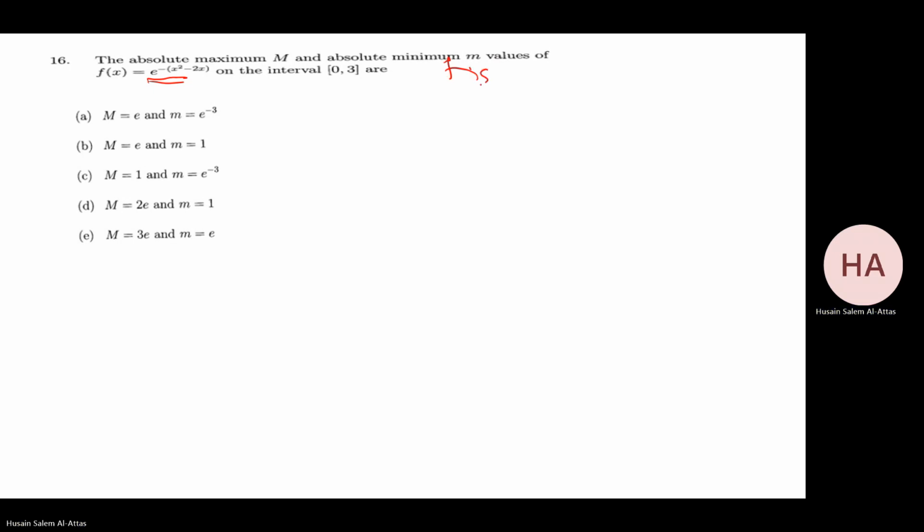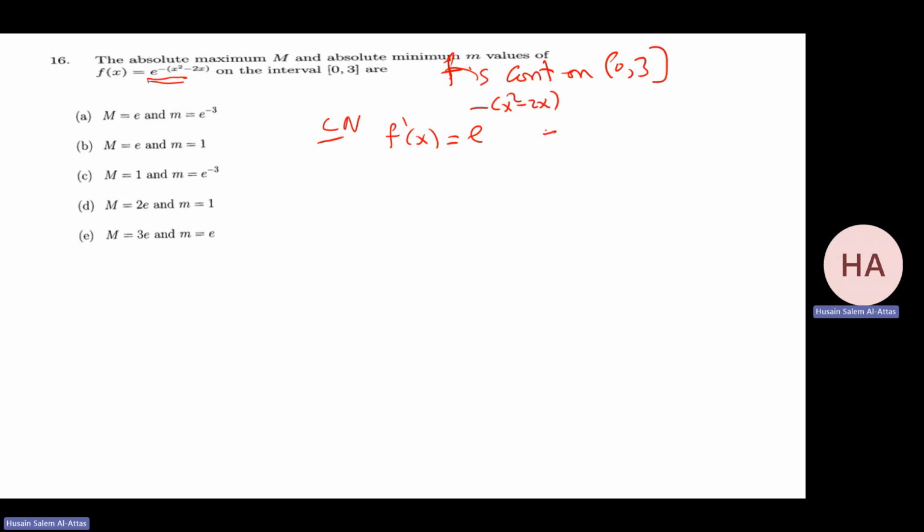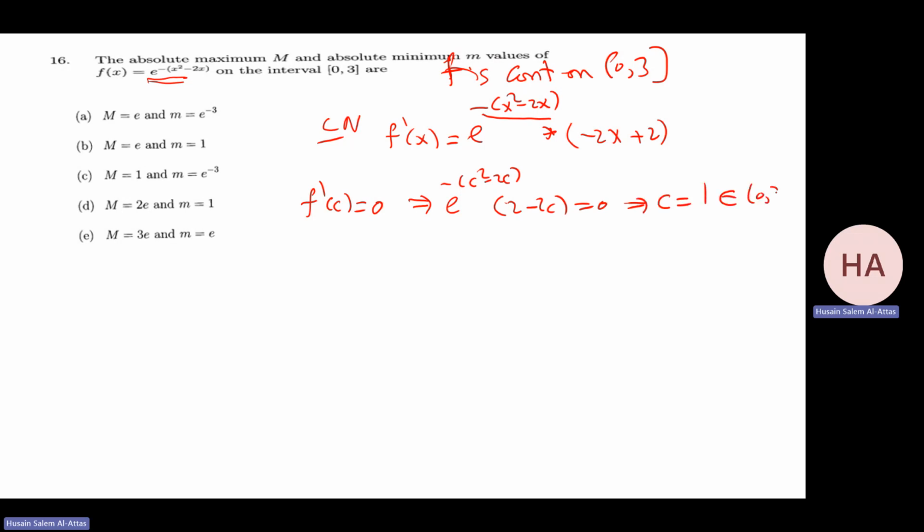The absolute maximum of this function. The function is continuous on this interval. Okay, so I need to find the critical numbers. So f prime of x will be e to the minus x squared minus 2x, times the derivative of this, which is minus 2x plus 2. F prime of c equals 0 implies e to the minus c squared minus 2c times 2 minus 2c is equal to 0. That implies c equals 1, which is in the interval.